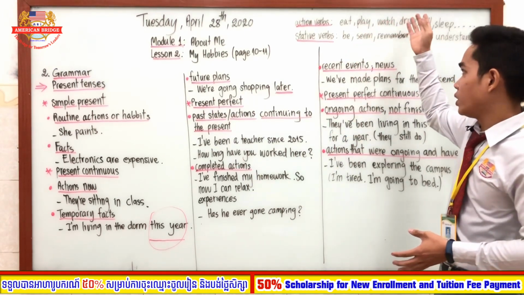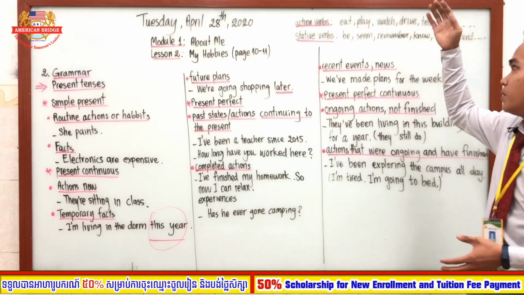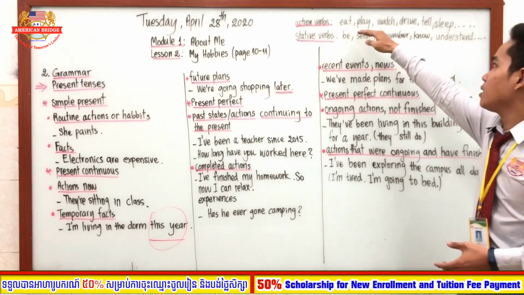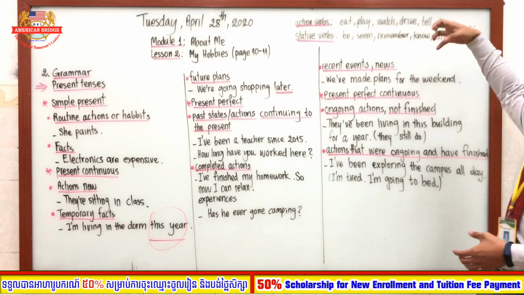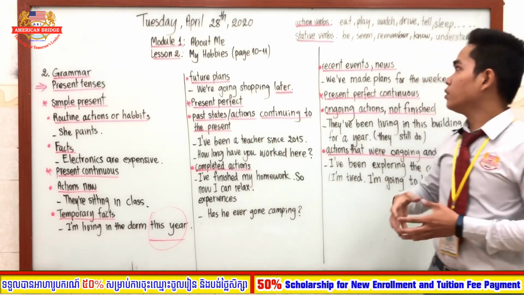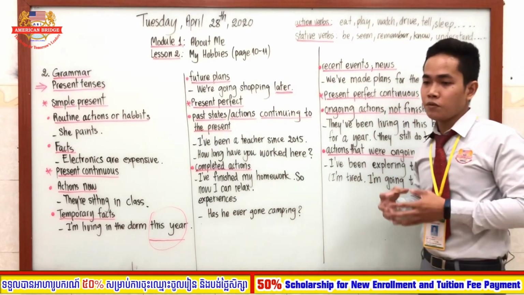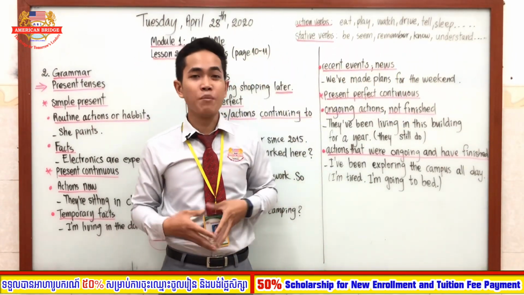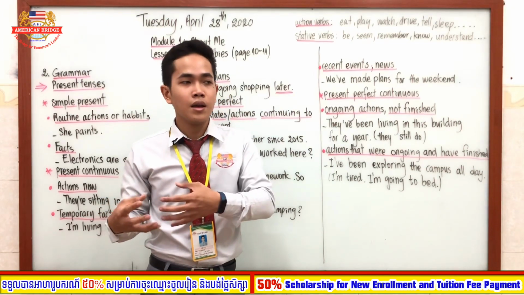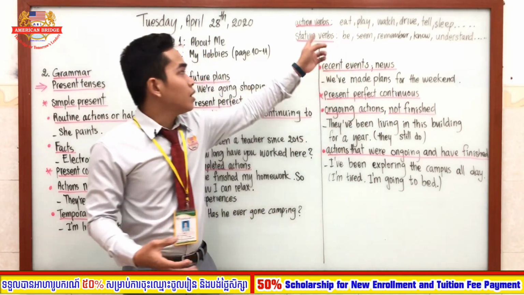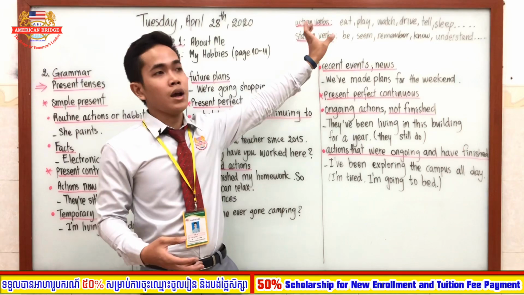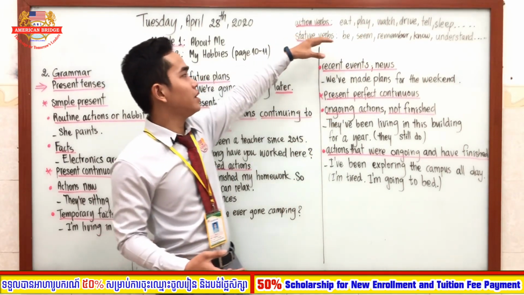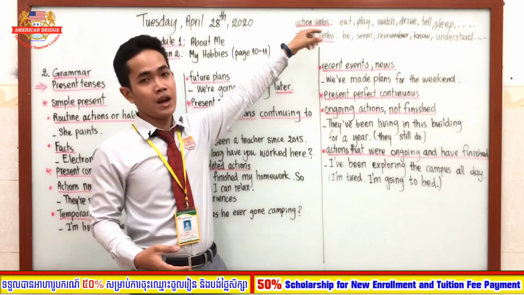As you can see at the corner of our whiteboard, I also prepared some action verbs and stative verbs. For the action verbs we have the words eat, play, watch, drive, tell, sleep, and many more verbs, right? So an action verb refers to a verb that shows us an action, like the word eat. You can say, "I am eating," because right now you can see I am eating, right? "I am playing," or you can say "I am watching the video lesson." Okay, so this talks about the action verb.